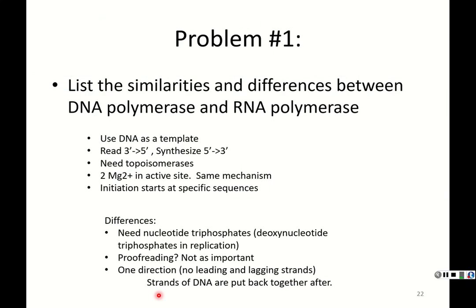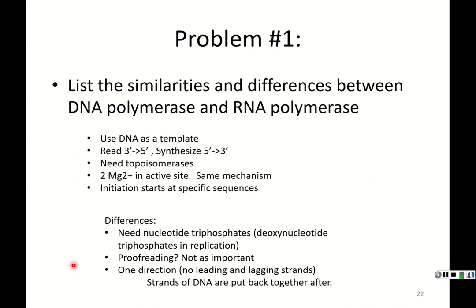So if we look back at that problem, listing the similarities and the differences between DNA polymerase and RNA polymerase, the similarities, they both use DNA as a template, right? They're both reading 3' to 5' and synthesizing their new strands in 5' to 3' directions. Both need topoisomerases for dealing with the supercoiling from unwinding. They both need magnesium, and specifically 2 magnesiums in the active site. Both polymerases have the same mechanism. And the initiation of both starts at specific sequences. So when you're doing replication, you start at the origin of replication. When you're doing transcription, you're starting at these specific promoter regions for transcription.